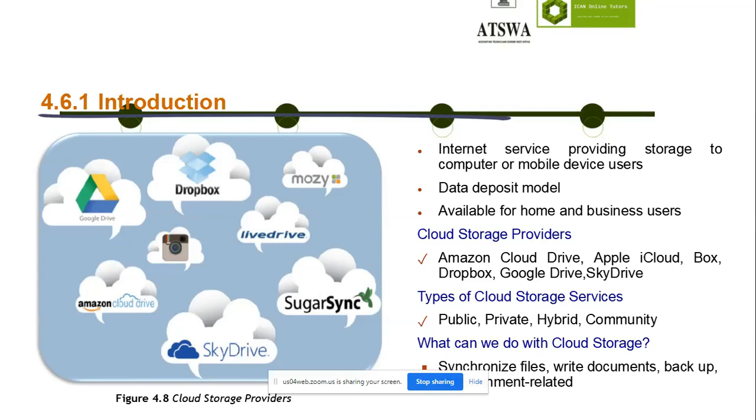Now let's look at cloud. It is an internet service providing storage to computer or mobile device users. Available for home and business use, such as Amazon Cloud Drive, Apple iCloud, Box, Dropbox, Google Drive, SkyDrive, and so on and so forth. So we have the pictures there.